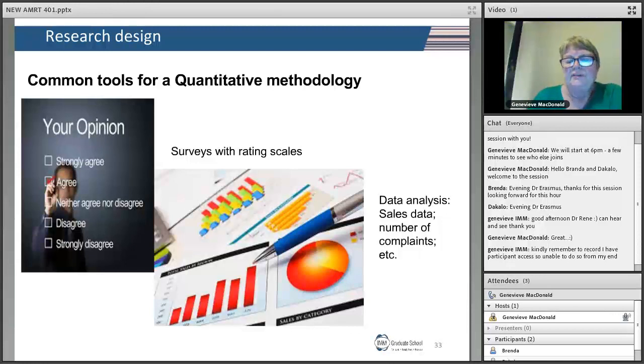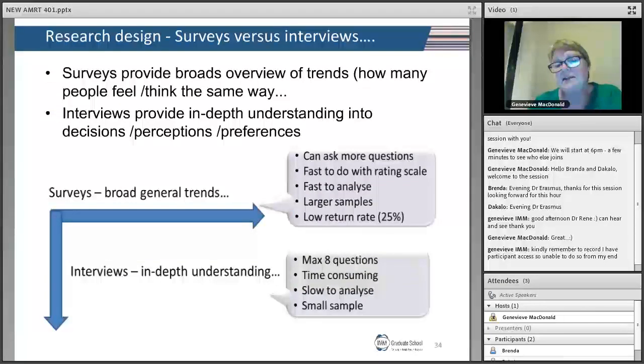And then you have the data analysis of secondary data such as your sales data, number of complaints from customers, etc., etc. So there's a lot of information that's actually in the company or maybe in the industry that you can get statistics on.